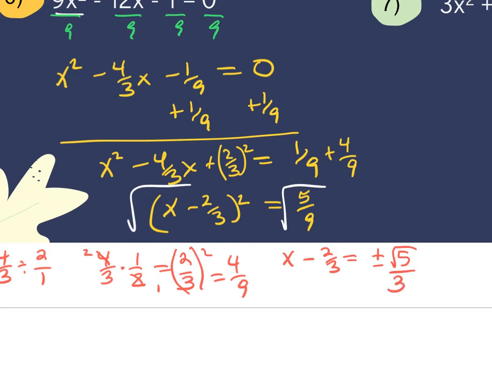Okay, so I've square rooted. The 5 can't be broken down, but the square root of 9 is 3. I move the 2/3 over.